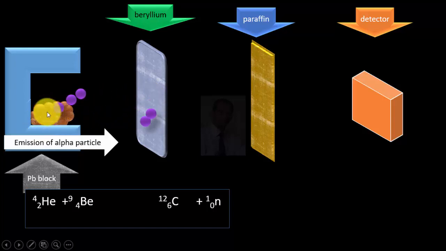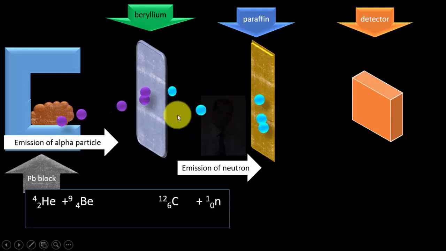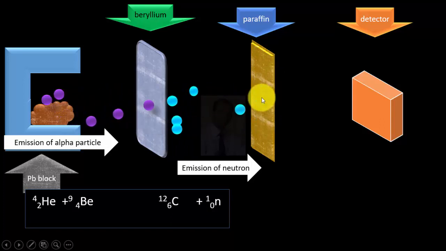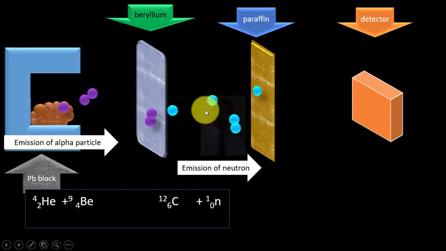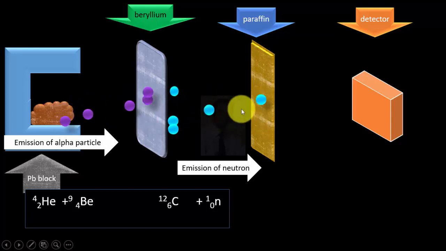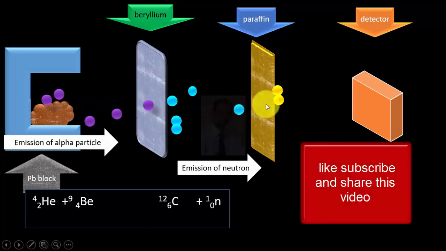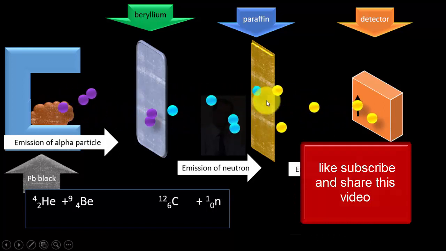When alpha particles started emitting out of the polonium onto the beryllium metal, again the same happened. Neutrons were released, and these neutrons went on to hit the paraffin material, which is rich in protons. Since neutron and proton are of comparable mass, it was possible that the neutron could eject protons from the paraffin material, which is highly rich in protons.